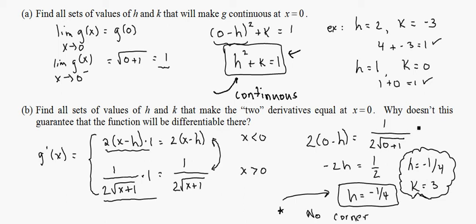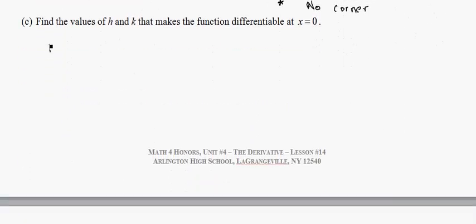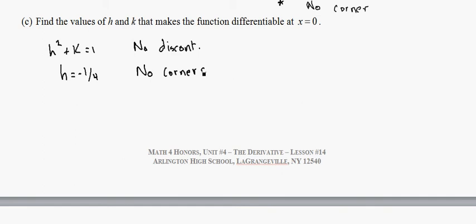You know what this is? This is two equations, two unknowns. This is a system, right? So one equation, h squared plus k equals 1, guarantees no discontinuities. On the other hand, h equals negative 1/4 guarantees no corners. We don't have to worry about the vertical tangent line in this situation. When I put the two together, then I guarantee no discontinuities, no corners, and differentiability.